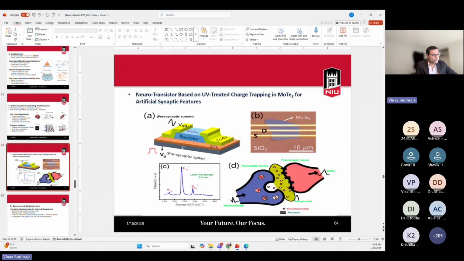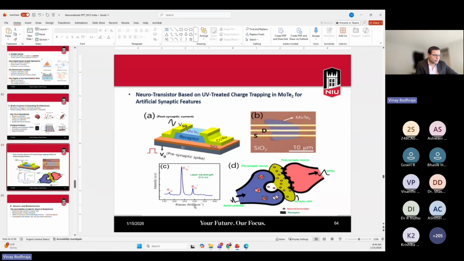The neurotransistor based on UV-treated charge trapping is one example of MoTe2-based devices. Here you can see the MoTe2 is the receptor which reacts with the bioelement for biosensing applications, and the rest of the structure looks the same as a MOSFET, with a resistance between two electrodes and the receptor in between. So it shows the pre-synaptic spike.